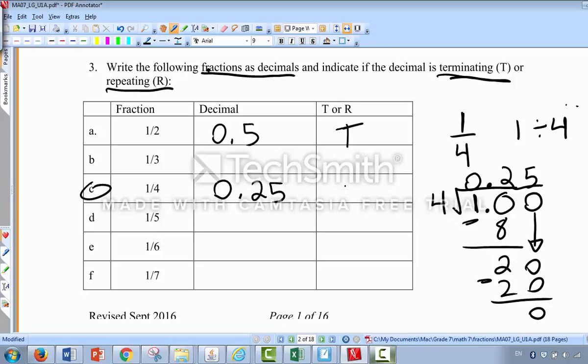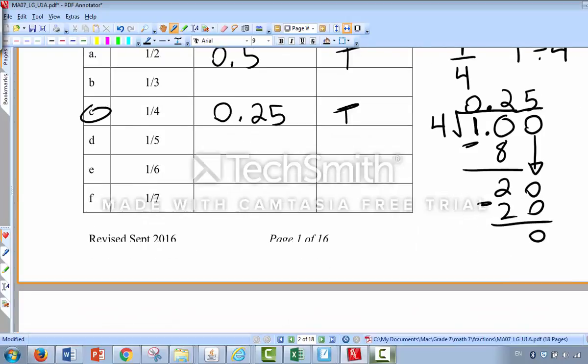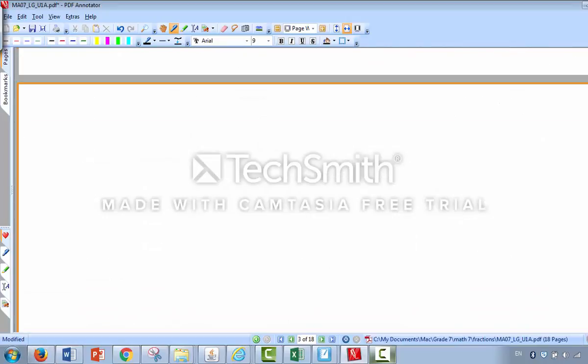Both of these are terminating. They stop. 0.5, that's it. It doesn't go past that. And 0.25, that is it. Now let's look at going the other way. So what if I have a decimal and I want to make it into a fraction?